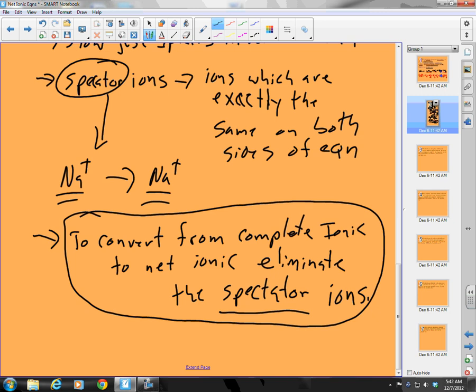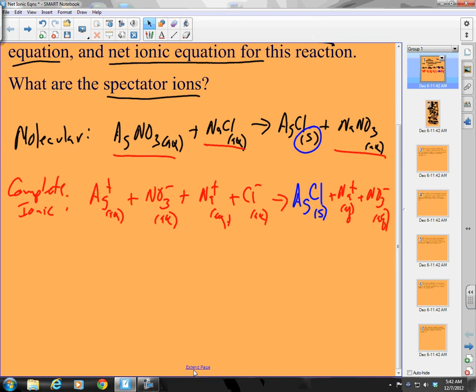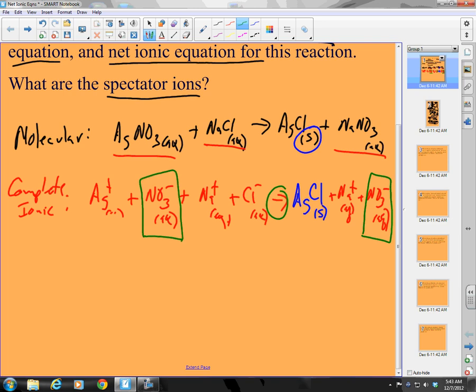So let's go back to our reaction. Let's expand the page. Let's go with green. Now I want to look. Here's my yield arrow. Is there anything exactly the same on both sides? Well, here I have Ag plus. Over here I have Ag, but it's not Ag plus, so that's not exactly alike. So that is not a spectator. What about NO3? Do I have exactly NO3? Yeah, right here is exactly NO3. So the NO3 would be a spectator ion.